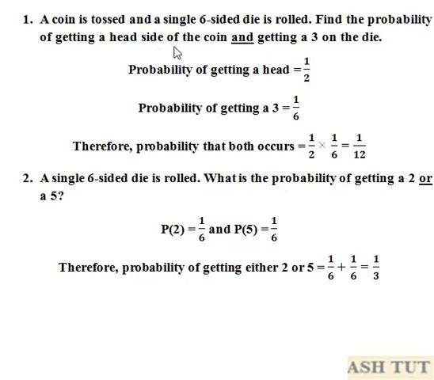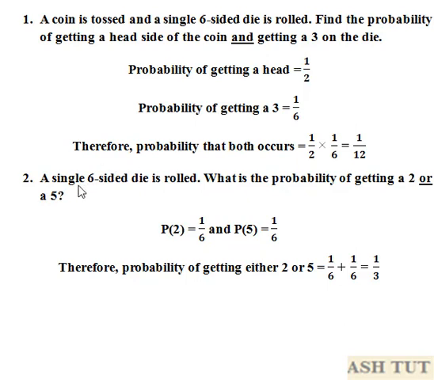Now the question is to find the probability of getting a head and getting a 3 on a die. Wherever you find the term 'and', it means multiplication. So we have calculated the probability of getting a head is 1 by 2 and of getting a 3 on a roll of a single die is 1 by 6. So the probability that both occur is 1 by 2 multiplied by 1 by 6. This multiply sign is because of this 'and'.